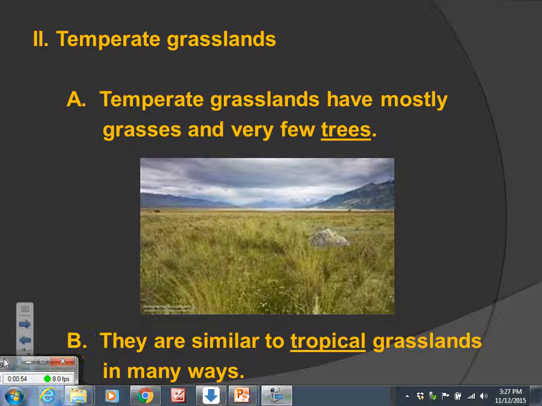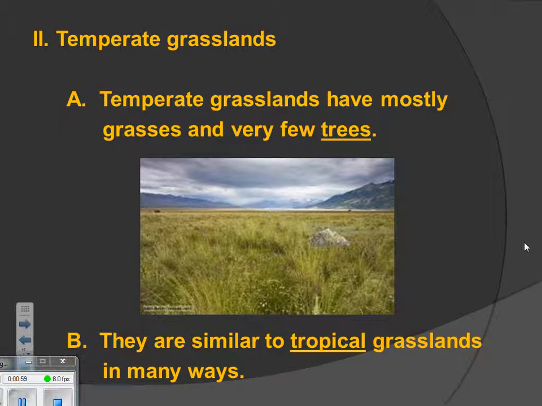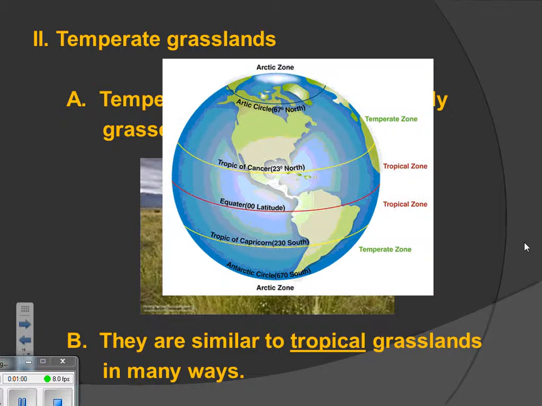B, they are similar to tropical grasslands in many ways. Now, one way they're not similar is their location. This red line is the equator, and most tropical grasslands are located in areas somewhere on either side of that line. Temperate grasslands tend to be located on the outside of that in the northern hemisphere in this area, and in the southern hemisphere down here.